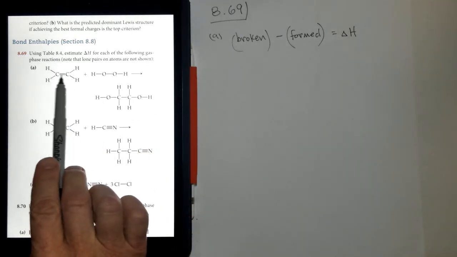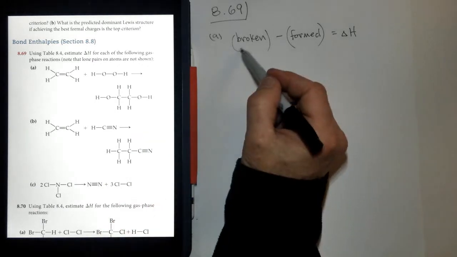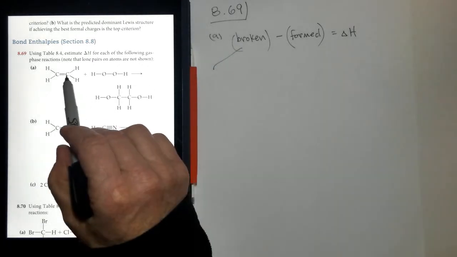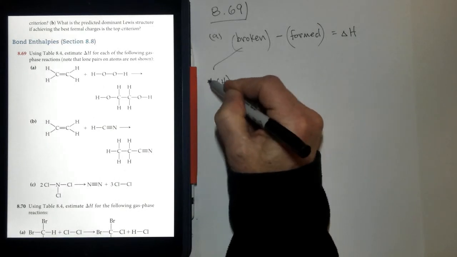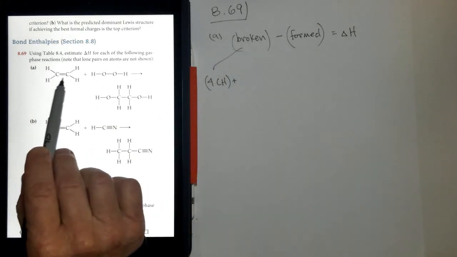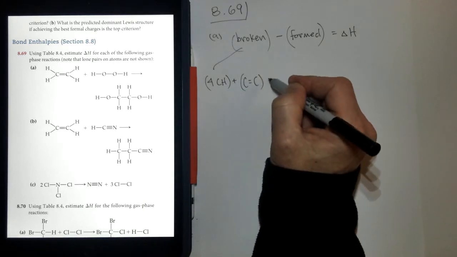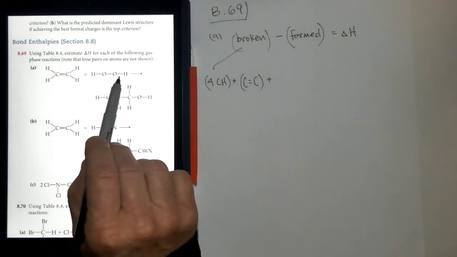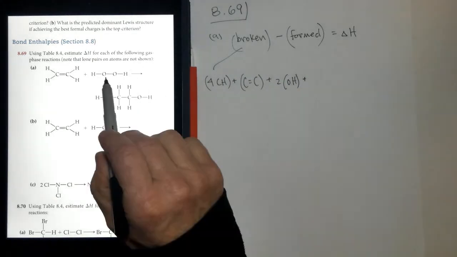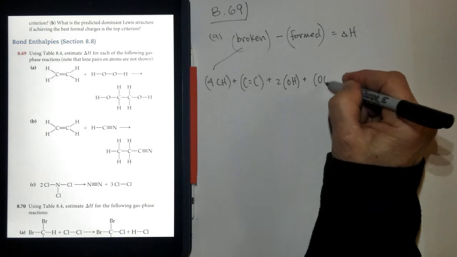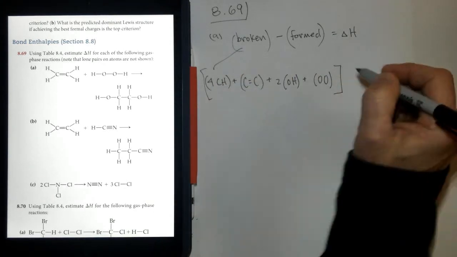So the ones that are broken are on the reactant side, and the ones that are formed are on the product side. So the broken ones here in letter A, we have C-H bonds, 4 of those. And then we have a carbon-carbon double bond, 1 of those. And then we have O-H bonds, 2 of those. And then we have 1 O-O bond in there as well, an oxygen-oxygen bond. So those are our bonds that are broken, minus the bonds that are formed.